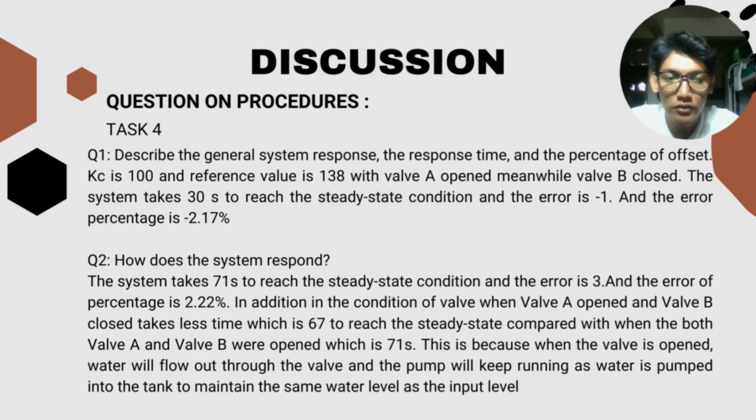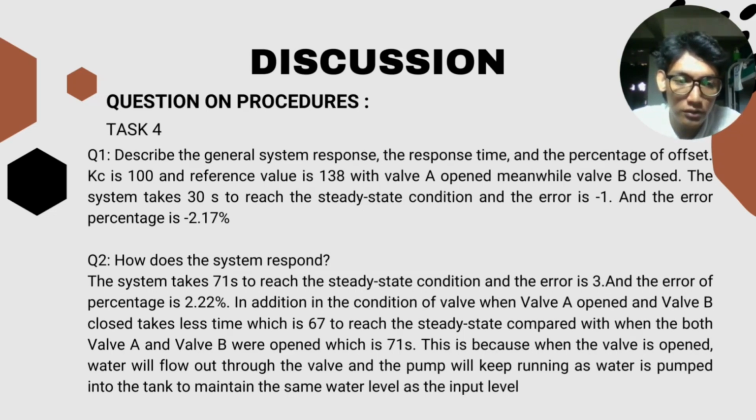The first question for task 4 is describe the general system response, the response time and the percentage of offset. KC is 100 and the reference value is 138 with valve A open while valve B is closed. The system takes 30 seconds to reach the steady state condition and the error is -1 and the error percentage is -2.17%.